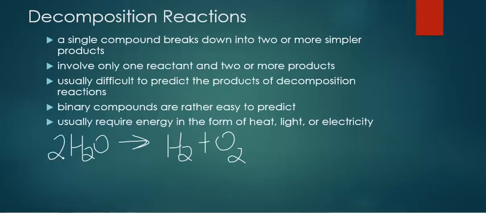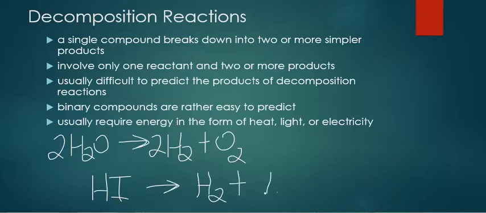Normally these reactions require energy in the form of heat, light, or electricity. Say, for example, we have HI. That will decompose into its elements, which are H2 and I2. But again, these require some kind of catalyst to make them happen. So binary compounds, rather easy to predict the products. They produce the elements.